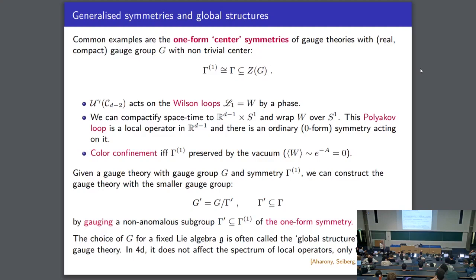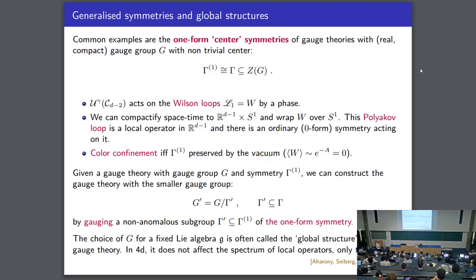In that case, the Wilson loop is charged under this one-form symmetry, but from the point of view of the (D-1)-dimensional physics, transverse to the circle, of course, it's a local operator that is charged under an ordinary symmetry, the so-called center symmetry, which is a zero-form symmetry. And then the statement of color confinement, either in the case of Wilson loops or in finite temperature with Polyakov loops, is the statement that the D-dimensional one-form symmetry is preserved by the vacuum.